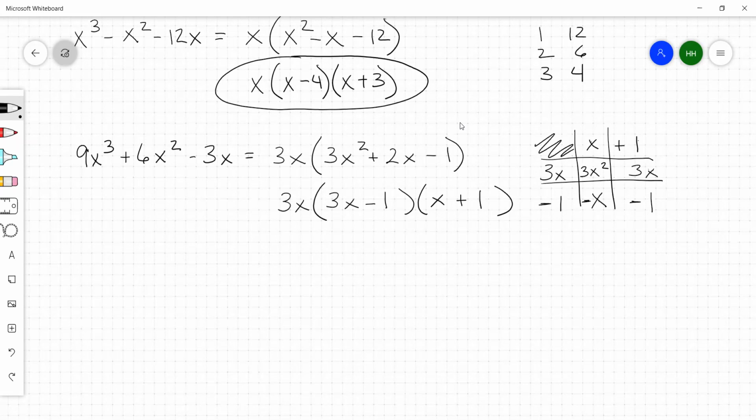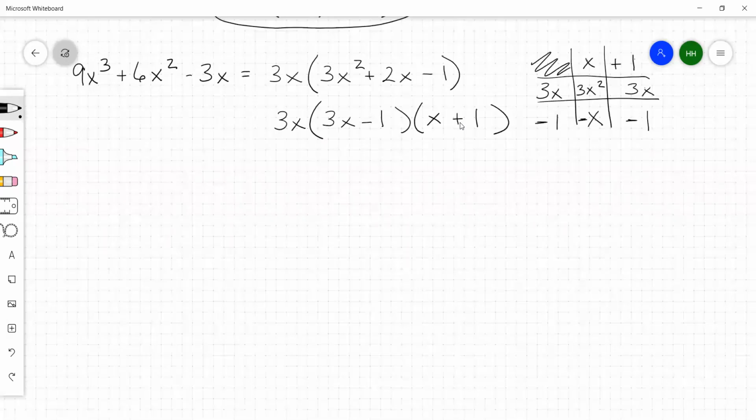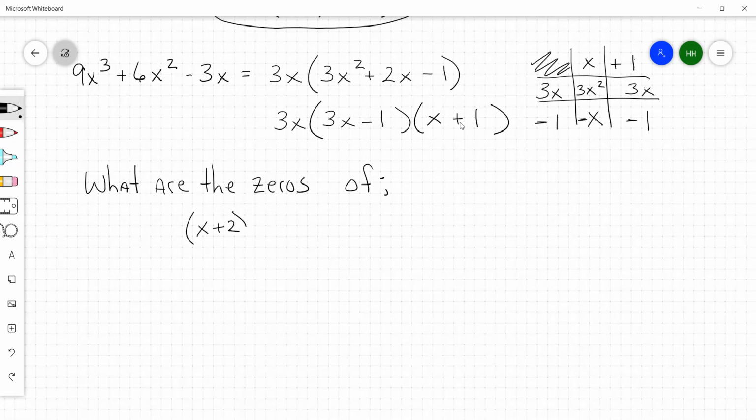All right, in the second part of your assignment, you're going to be asked, what are the zeros of, and then you're going to be given different functions. And the first function we're going to look at is going to be y equals x plus 2 times x minus 1 times x minus 3.